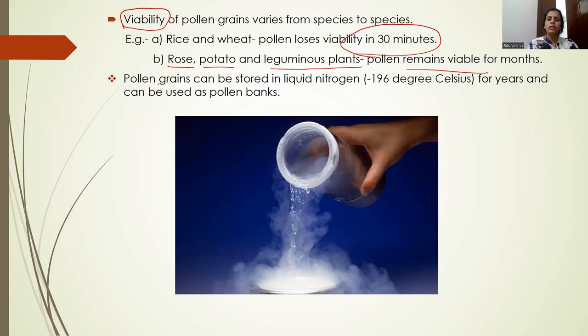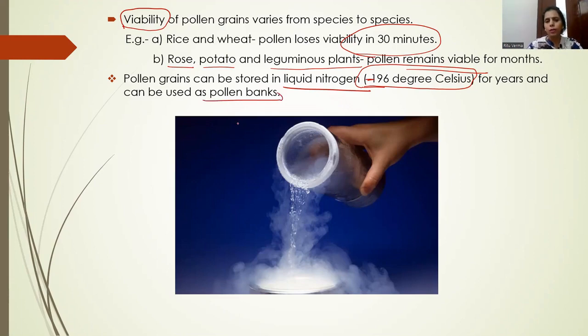But if we want, we can preserve these pollen grains for an even longer period of time. For preserving pollen grains, we require liquid nitrogen. Nitrogen gas has to be compressed and then changed to liquid nitrogen. Now obviously these gas molecules have higher kinetic energy, so in order to reduce their kinetic energy, we have to decrease the temperature. So nitrogen remains in the form of liquid at minus 196 degrees Celsius. Pollen grains can be stored in liquid nitrogen at minus 196 degrees Celsius for many years, so that they can be used as pollen banks.